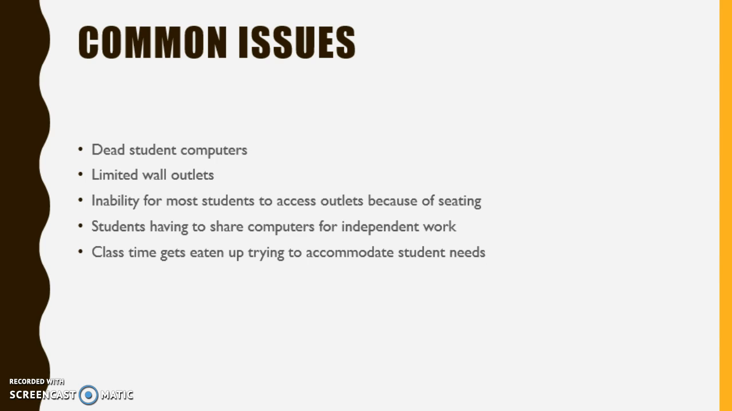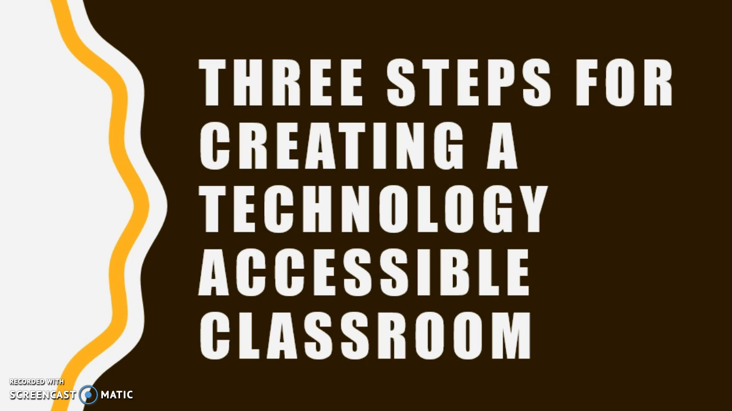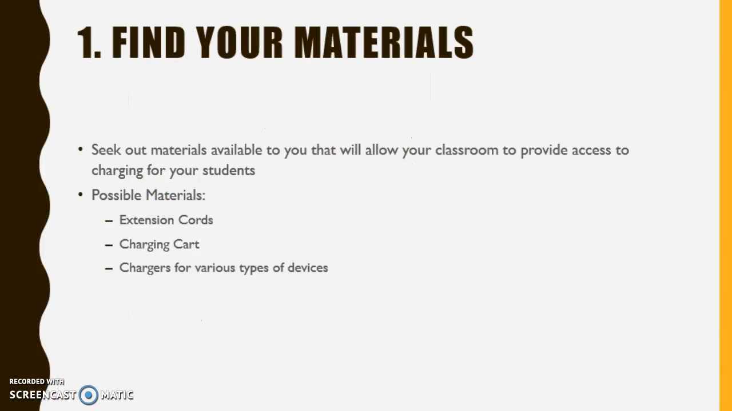In order to address this issue, I came up with a 3-step solution for creating a technology-accessible classroom. This solution is designed for teachers to use starting at the beginning of a new school year. The first step of the process is finding your materials. So what you want to do is talk to people in your school or in your district to find out what materials are available to you that will allow your classroom to provide access to charging for your students.